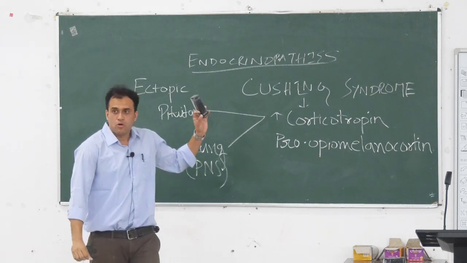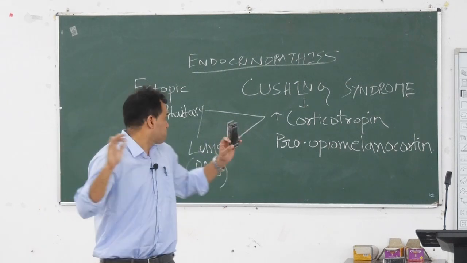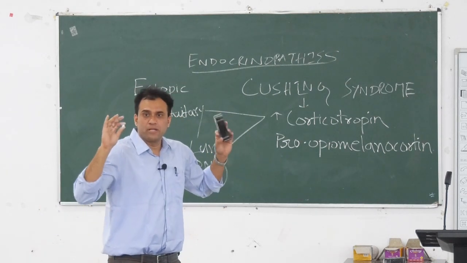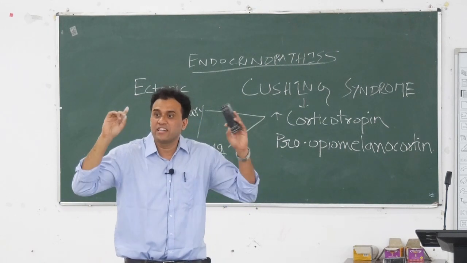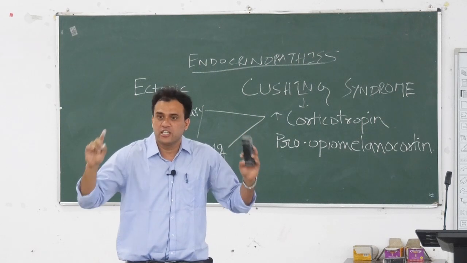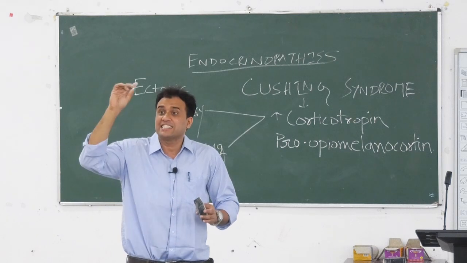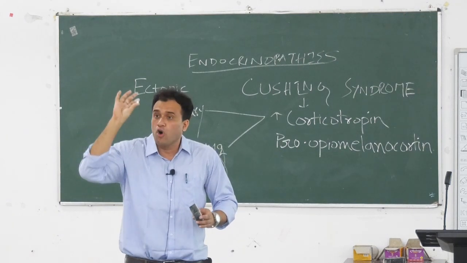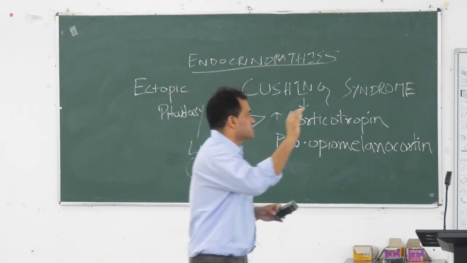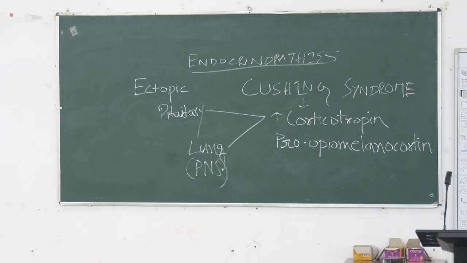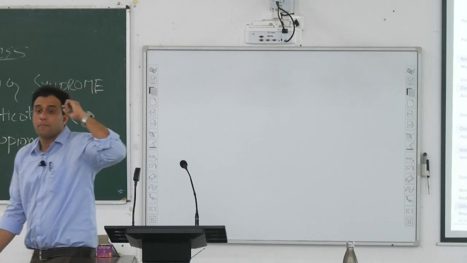So patients with Cushing syndrome, if the pituitary is involved, will have increased corticotropin level. But patients with paraneoplastic syndrome will have increased corticotropin level as well as increased pro-opiomelanocortin. This pro-opiomelanocortin is not present in patients with pituitary involvement.